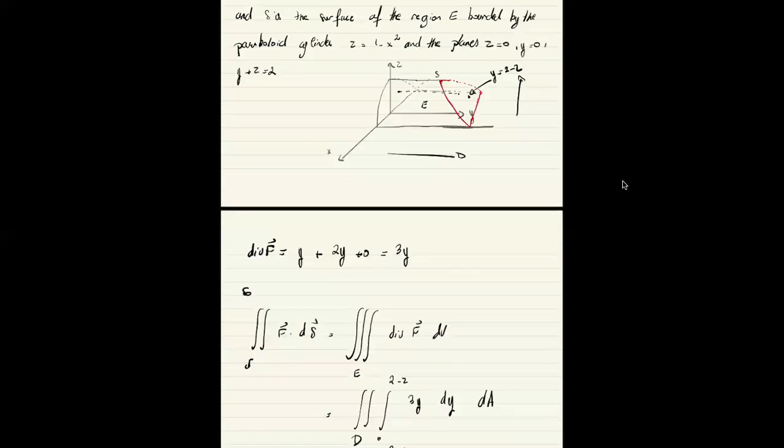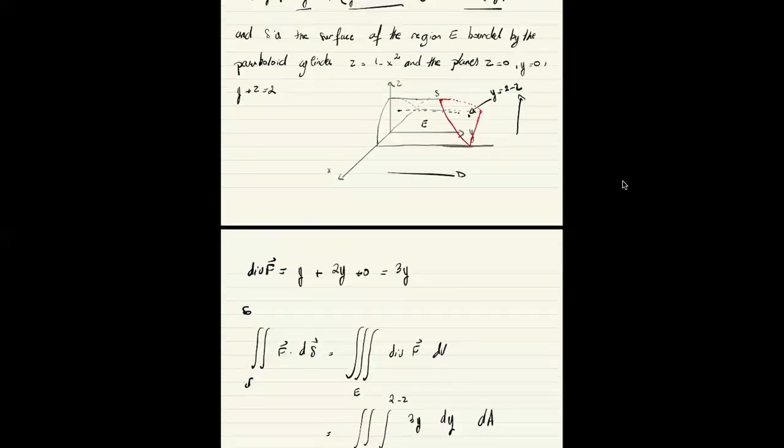Now you have the choice. The projection is this region here, right? Now you have the choice. You can either use type 1 or type 2, right?